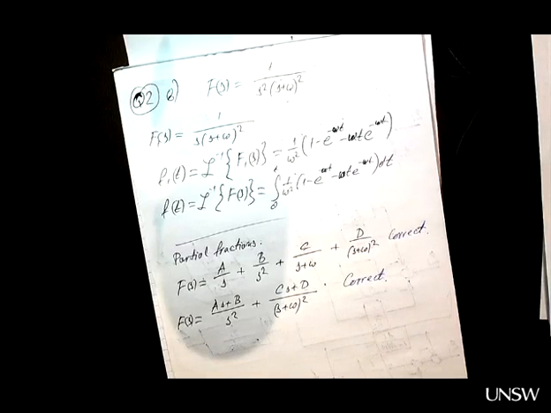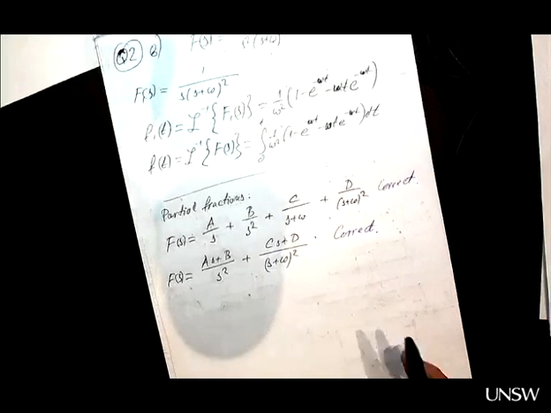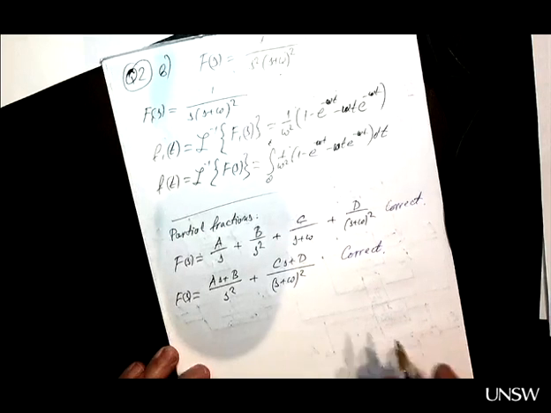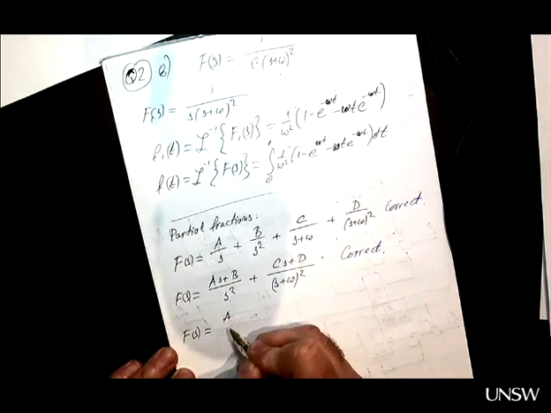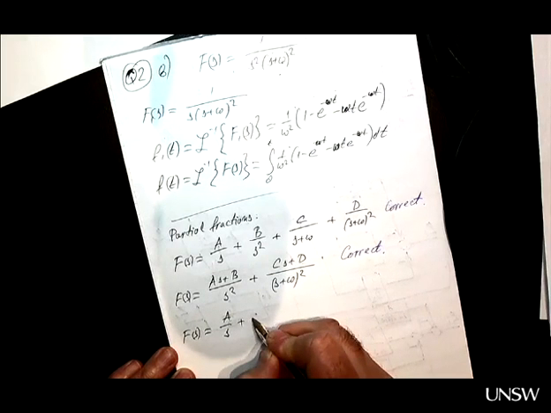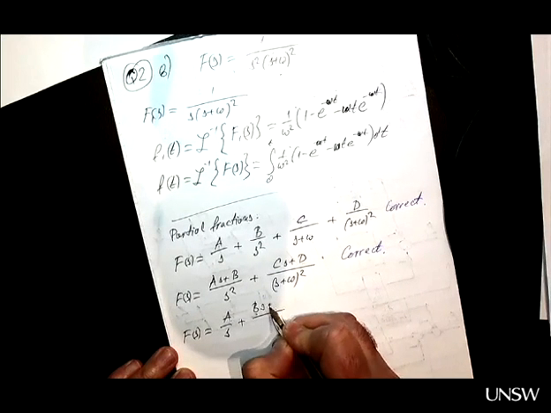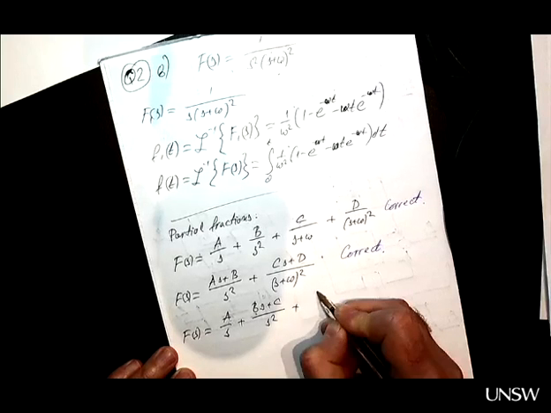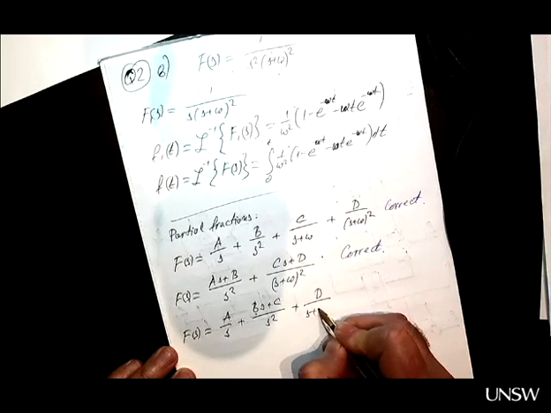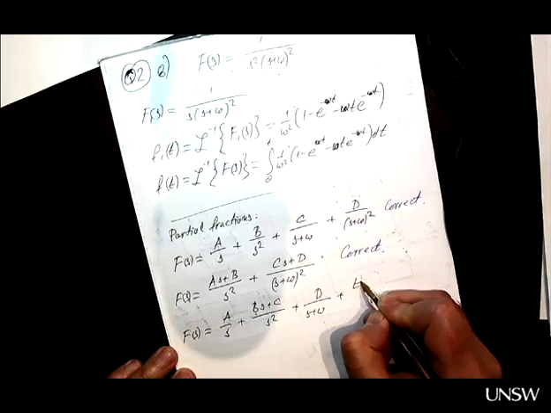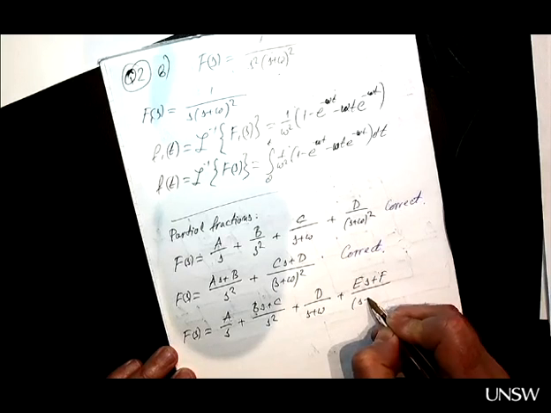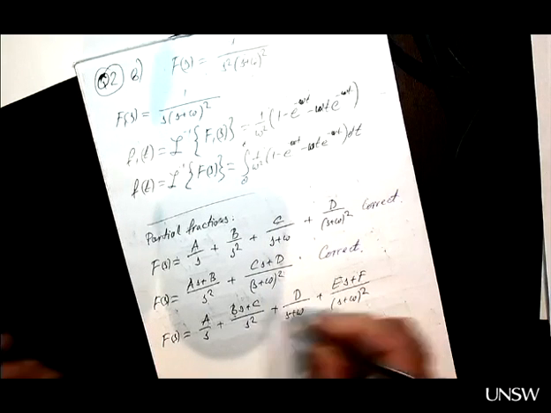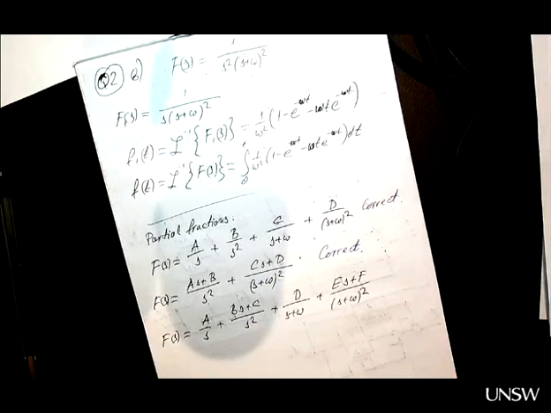What often happens is this. F(s) equals A over s plus (Bs plus C) over s squared plus D over (s plus omega) plus (Es plus F) over (s plus omega) squared. And this is, I'll use a slightly different color here. This is wrong.